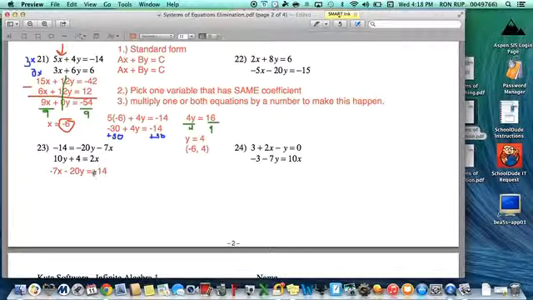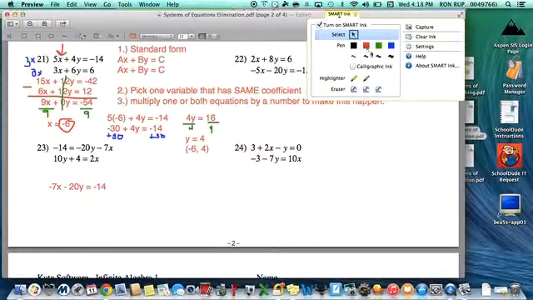Now this one, so I'm going to put it kind of down here a little bit. Now this one has some issues. 10y plus 4 equals 2x. We've got to get the 4 over here and the x over here. So first, I'm going to subtract my 2x from each side so I can get my x where it needs to be.